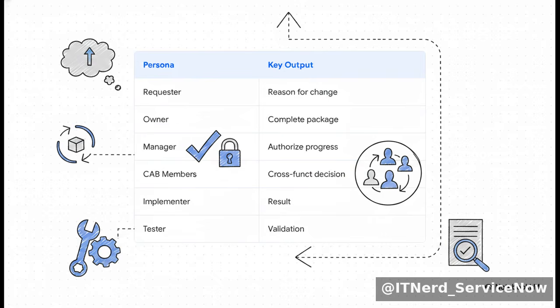Now, to make this work, you absolutely need strict separation of duties. Even if you're in a smaller organization where one person might wear multiple hats, separating the requester from the implementer and the implementer from the approver is just vital for risk management.